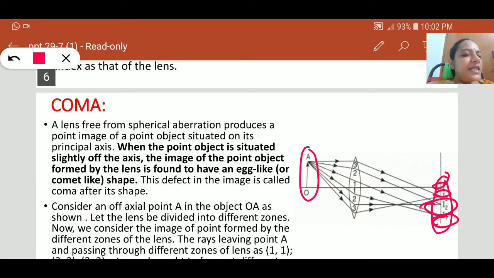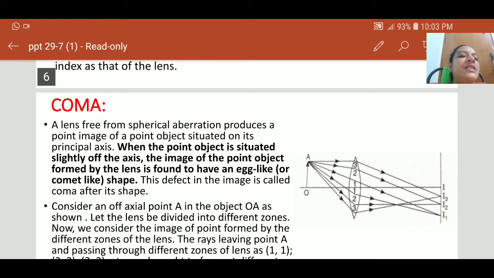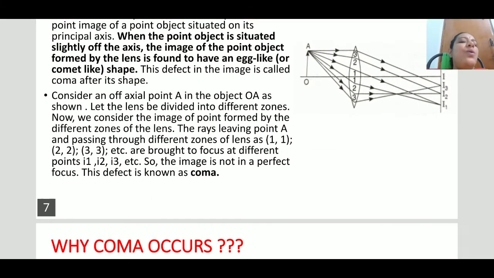In the case of spherical aberration, the object is placed as a point on the principal axis. But when the object is off the principal axis, coma aberration arises, which means the image looks like the shape of a comet. That's why we call this aberration coma.